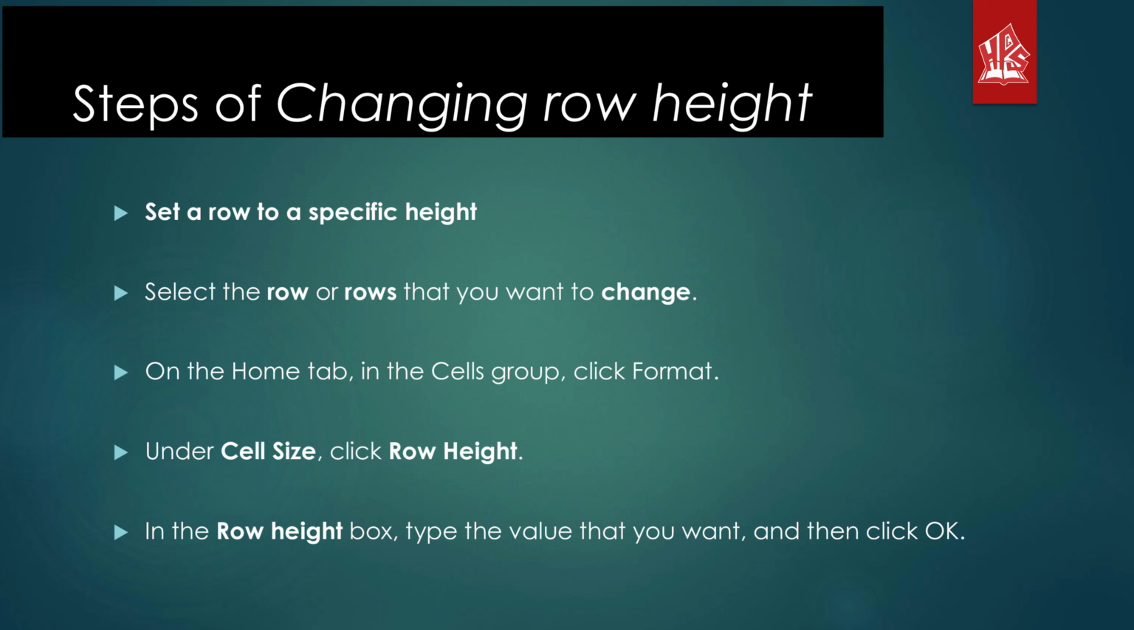There are a few steps from which we can easily change our row height. The steps are: to set a row to a specific height, select the row or rows that you want to change. On the Home tab, in the Cells group, click Format. Under Cell Size, click Row Height. In the Row Height box, type the value that you want and then click OK and return to the worksheet.